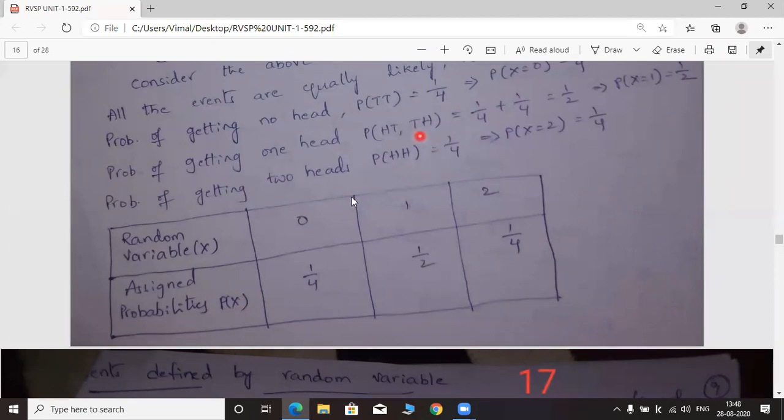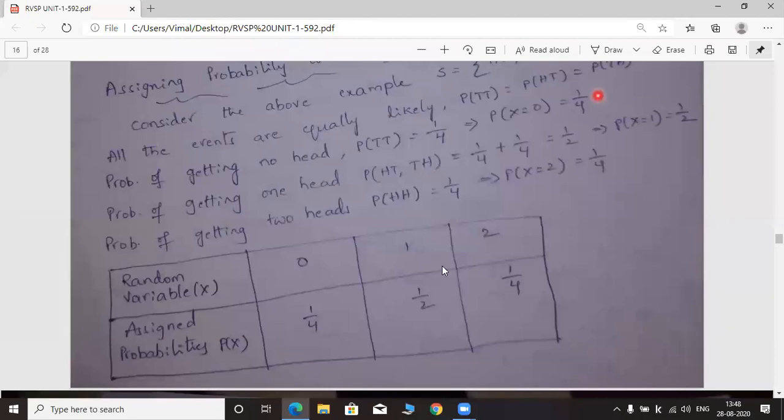Already these are calculated, no? So getting 0 heads means both are tails. What is the probability for this? 1 by 4. This 1 by 4 you have to write here.